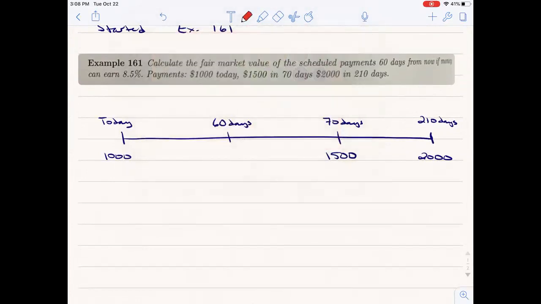What I want to highlight here is calculate the fair market value of these payments 60 days from now. And so here, calculate the fair market value 60 days from now. So the focal date is at 60 days, right? Because we want to know what's the value 60 days from now, which means we're going to pull all these payments to 60 days. And so I'll put a little arrow here.